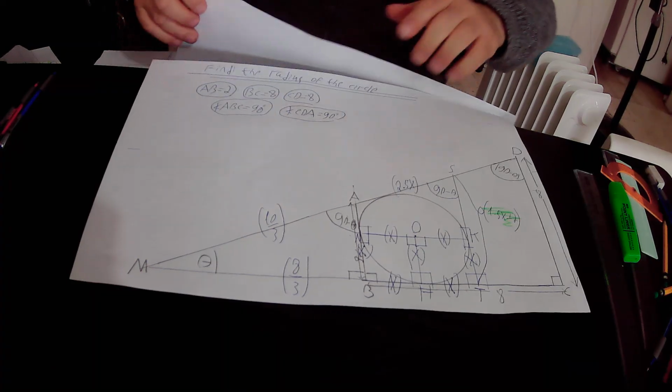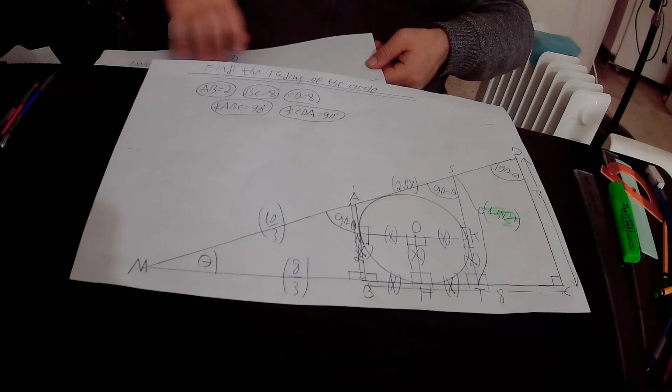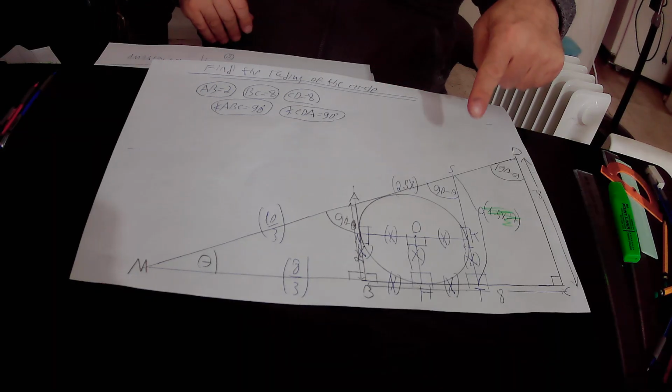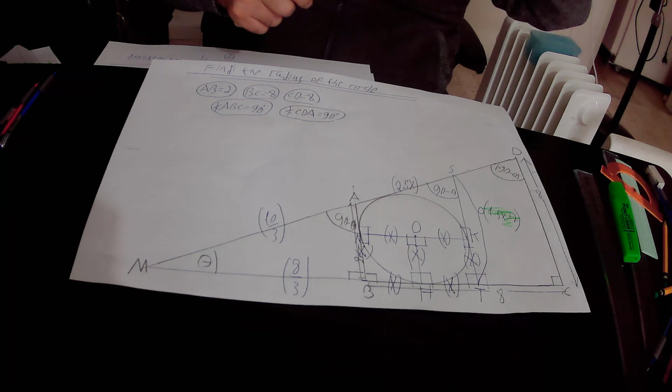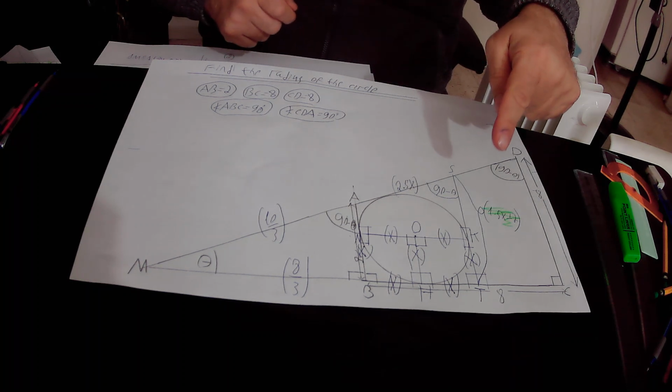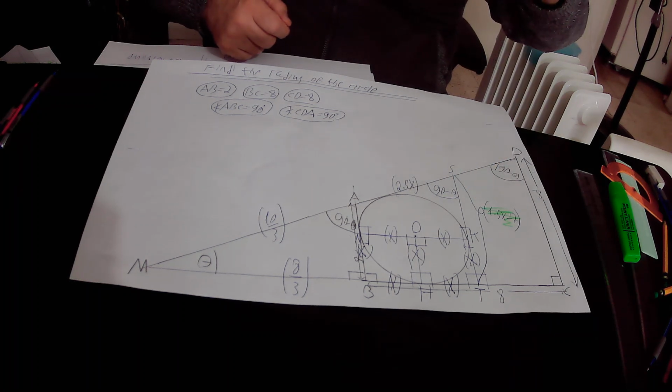Then we did another construction. That is to say, we drew a perpendicular on side BC in such a way that the perpendicular on BC will also be tangent to this circle. Okay?